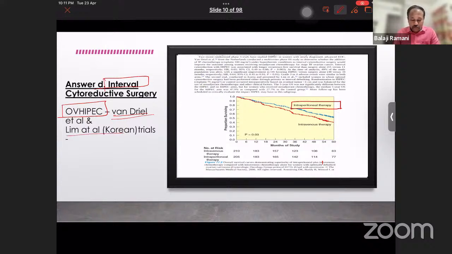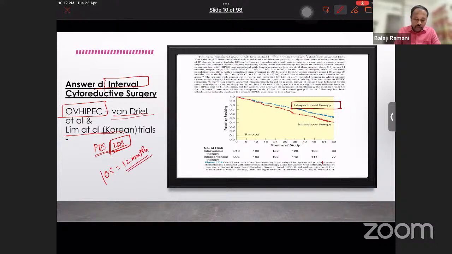On the other hand, there was another Korean trial, the trial by Lim et al. This was done both in the primary debulking surgery setting and in the interval debulking surgery setting. In these settings, it was again found to be beneficial only in the interval debulking setting. So that again clearly showed that there is an improvement in using HIPEC. Patients who are optimally debulked, whenever you are using this, there is a definite benefit. The overall survival was improved by around 12 months.